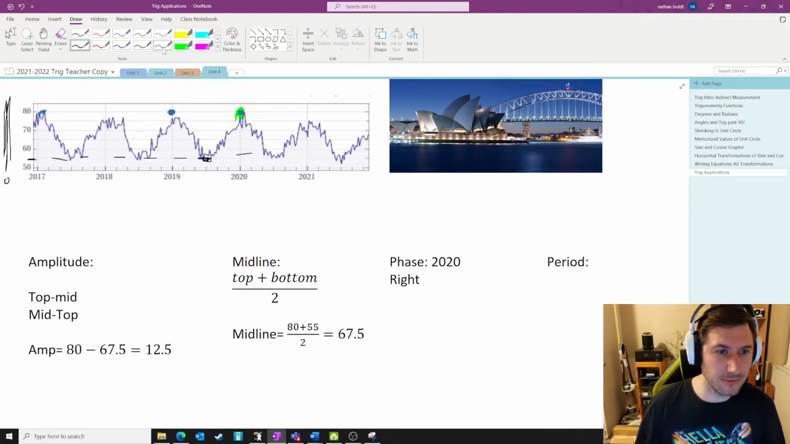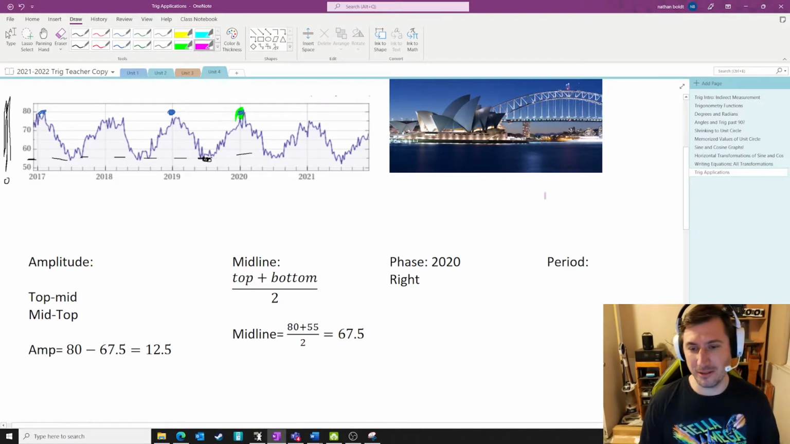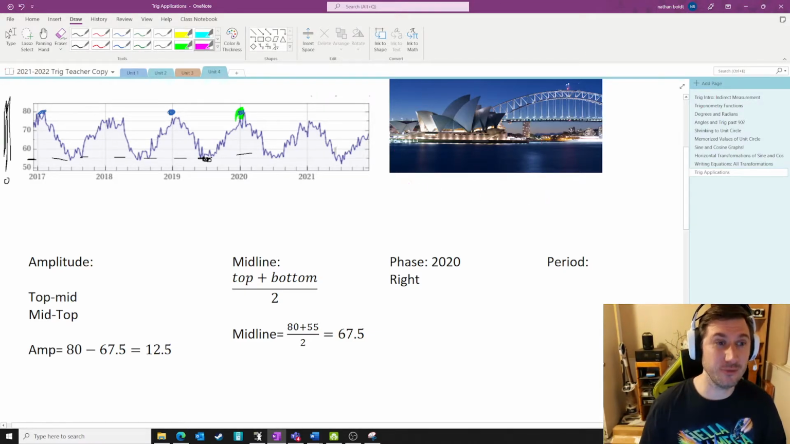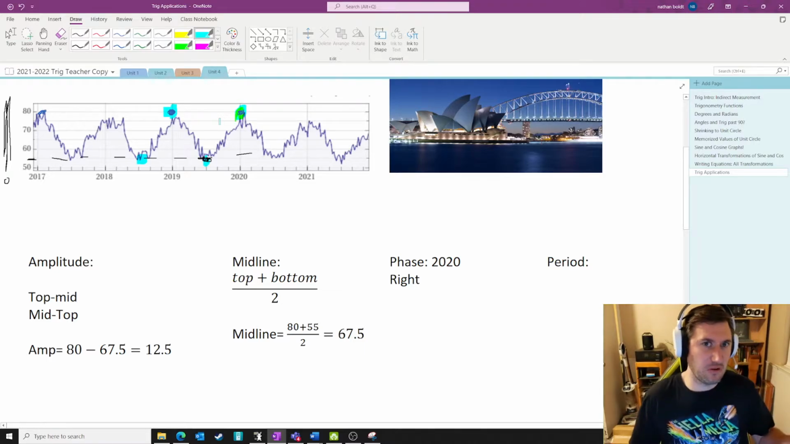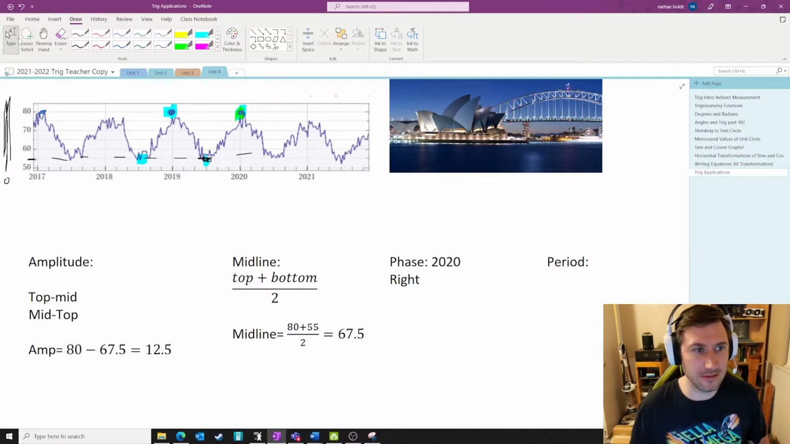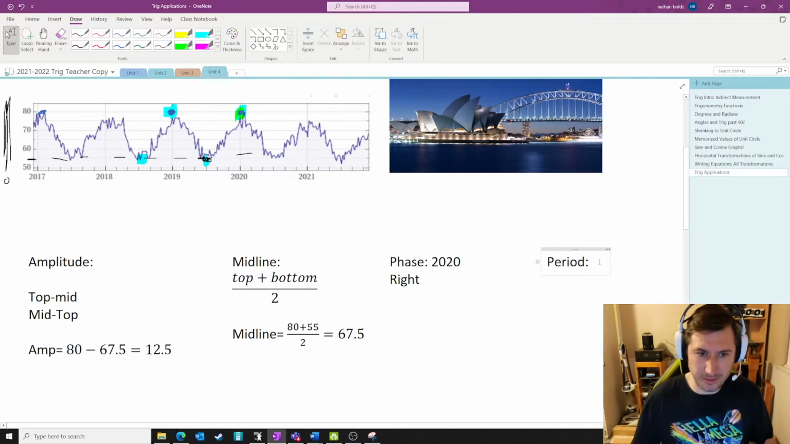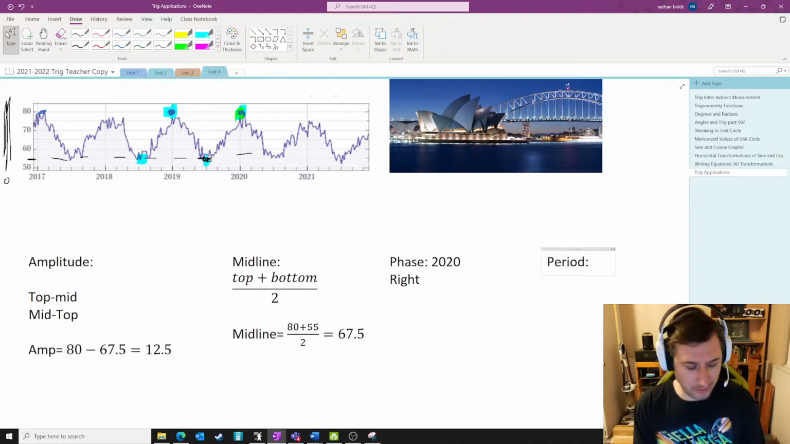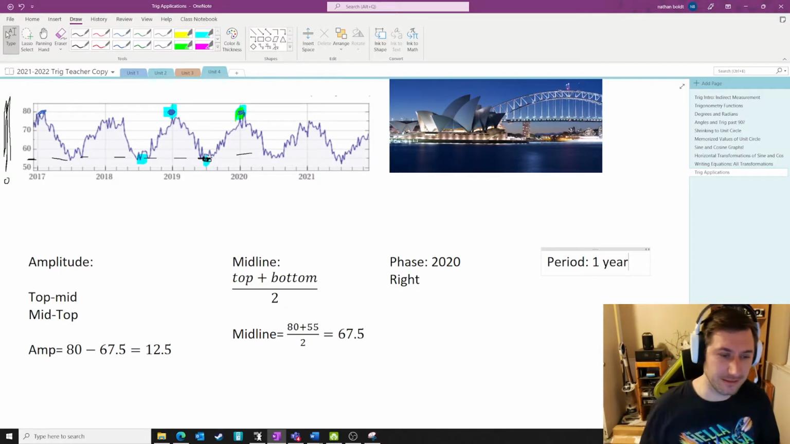My period, what's the period? The last one here, what is our period? Well, how long does it take for one wave? Remember, the period is really easy if you go top to top. Bottom to bottom also works, or middle to middle, but top to top is probably the easiest here, and hopefully it's no surprise that the period is 1, right? We have summer every year, once a year. You don't get summer twice a year, thankfully. So our period is 1 year.